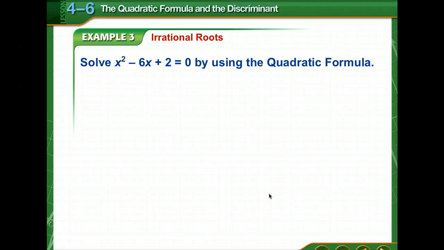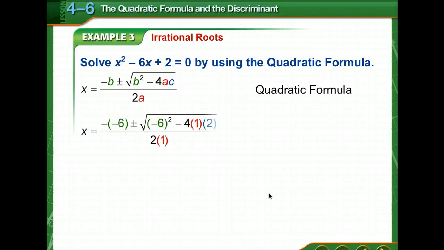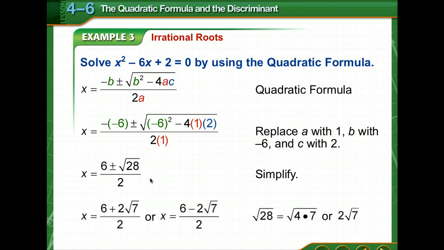Now you can express irrational roots exactly by writing them in radical form. So we're going to, again, substitute into the quadratic formula. And we end up with the square root of 28. Notice that. So we can simplify the square root of 28. It's 4 times 7. So the square root of 4 is 2. So 6 minus 2 square root of 7 divided by 2, or 6 plus 2 square root of 7 over 2.